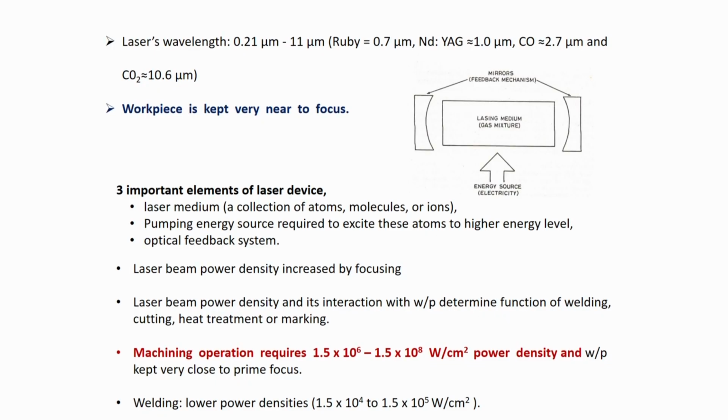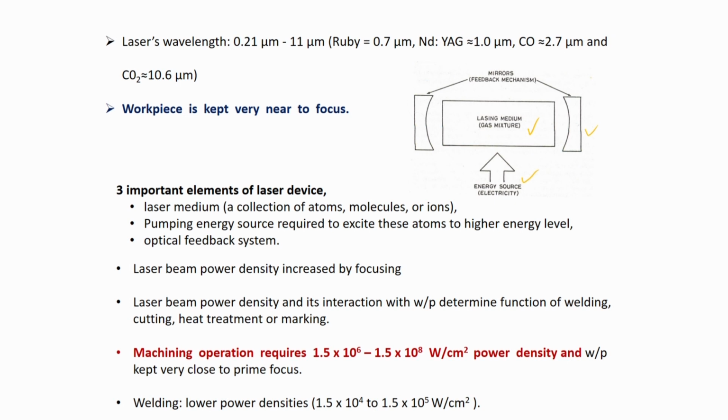So there are three different elements of the laser device. First one is the laser medium, a collection of atoms or molecules or ions which generates the photons. The second element is the pumping energy or heat source required to excite these atoms into a higher energy level, and the third is the optical feedback system, which is used to redirect these photons into the lasing medium again.